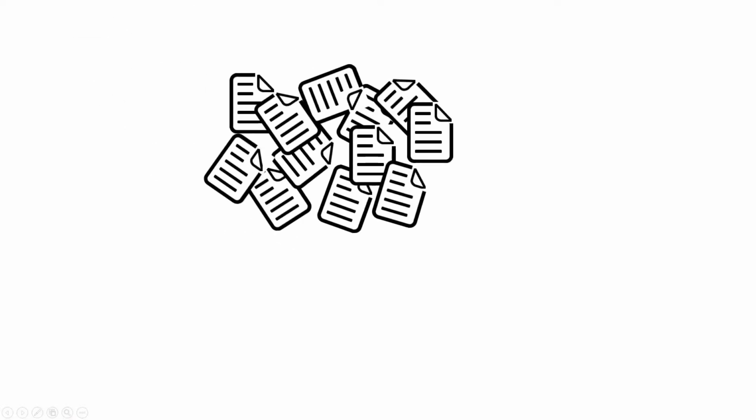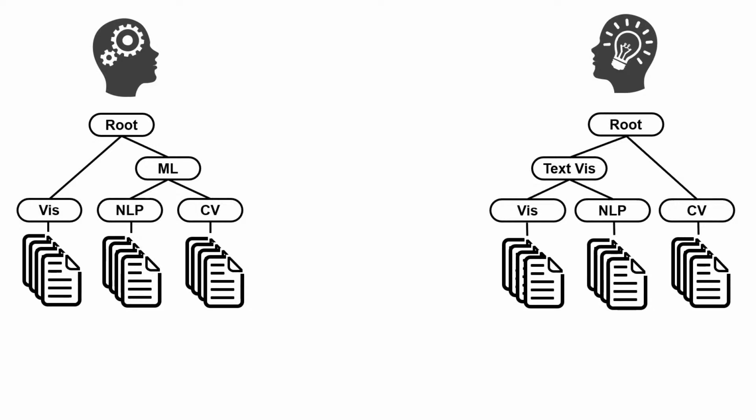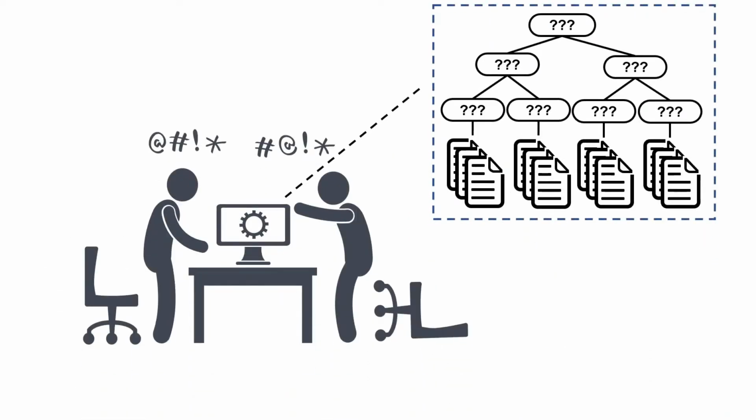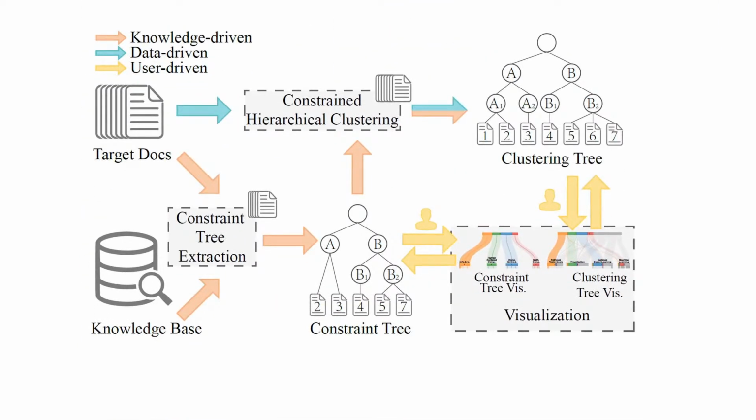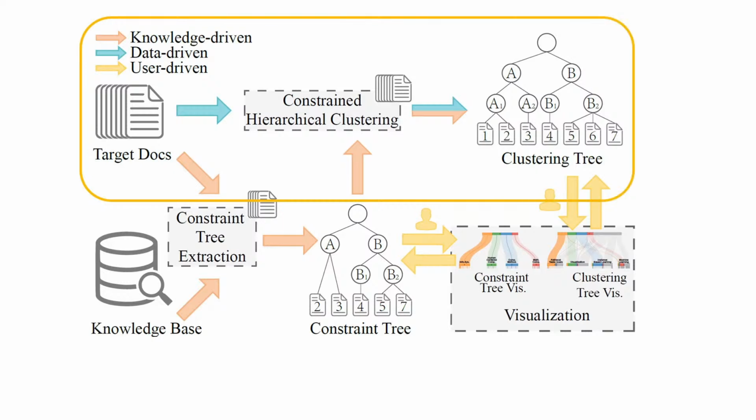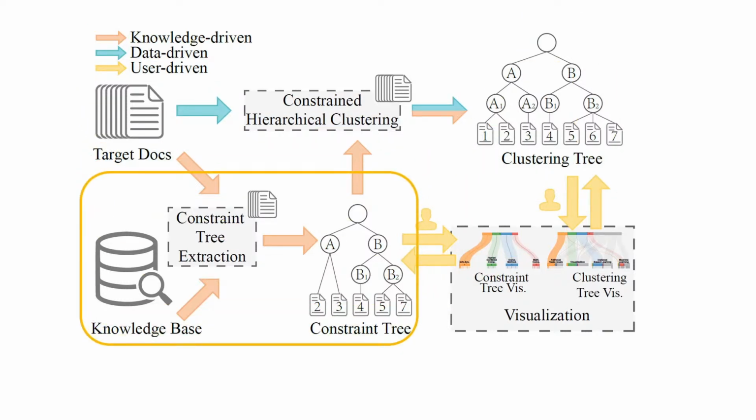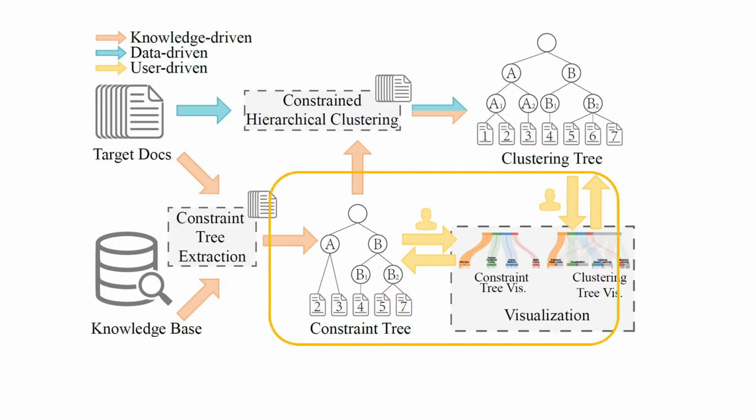When building the hierarchy for big data, different users may require different hierarchies to meet their diverse needs. However, existing one-size-fits-all methods often fail to meet these diverse needs. To tackle this issue, we present an iterative steering method to visually supervise the constrained hierarchical clustering by utilizing both public knowledge from a knowledge base and private knowledge from users.